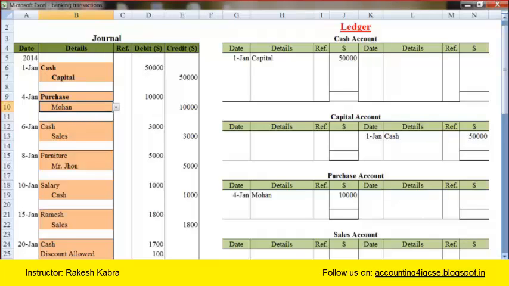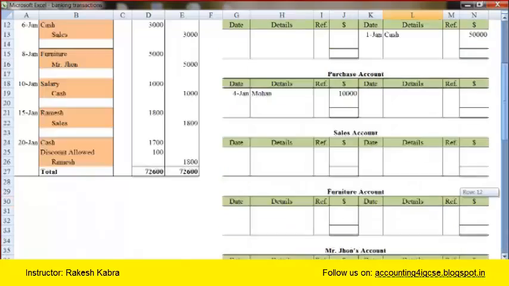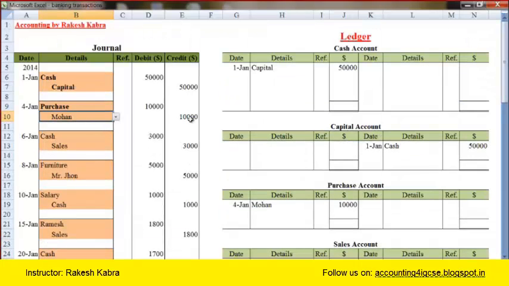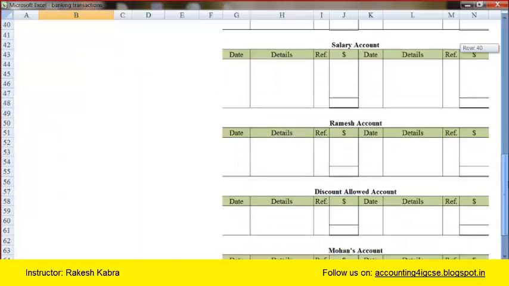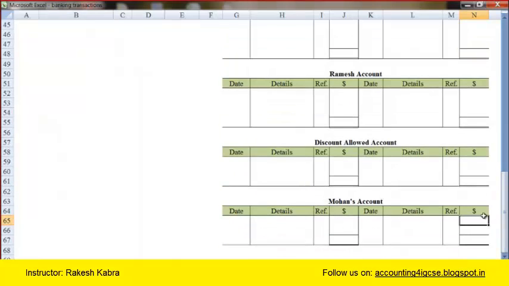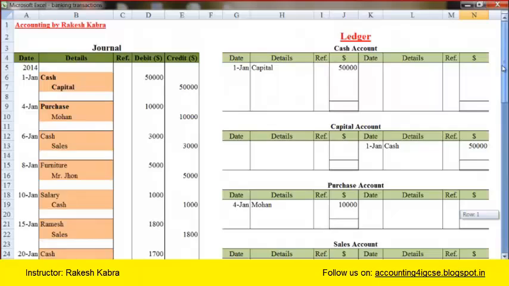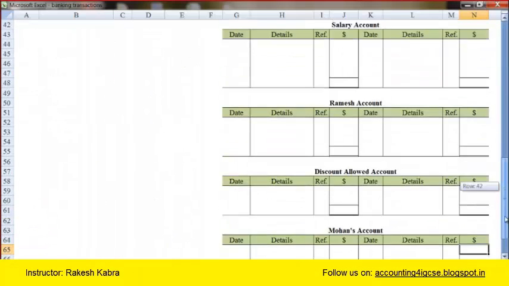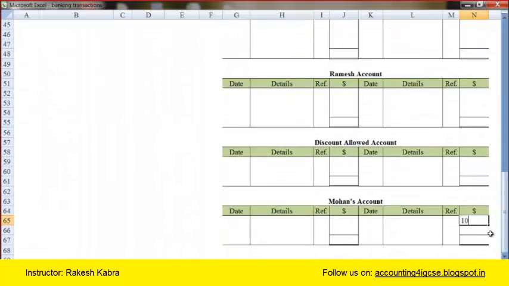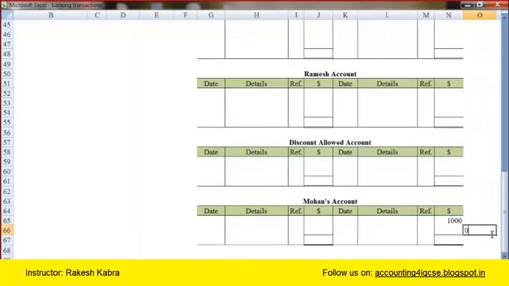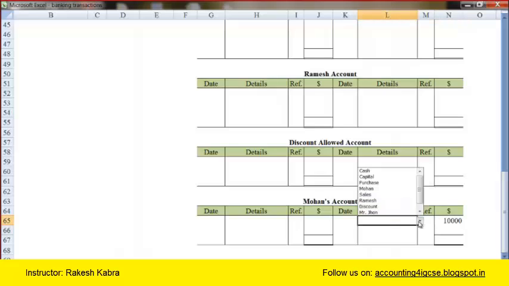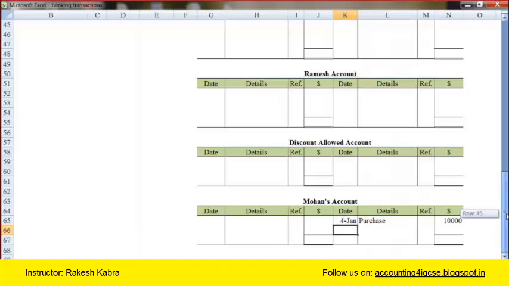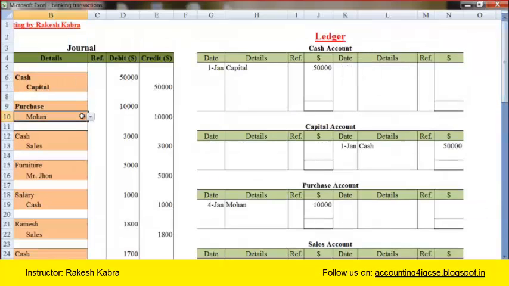Mohan's account. Let's find out where Mohan's account is. In the entry, Mohan's account is credited. So this is Mohan's account. On the credit side I will put the amount, and what was the amount? 10,000. Then I will write the name of the opposite account, which is the purchase account, and I will put the date, January 4. So posting is done in Mohan's account.